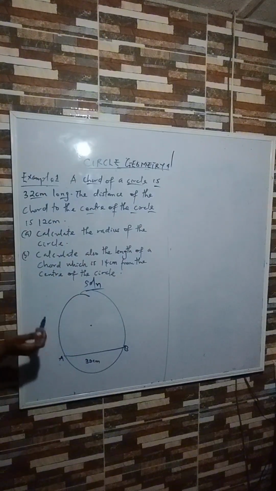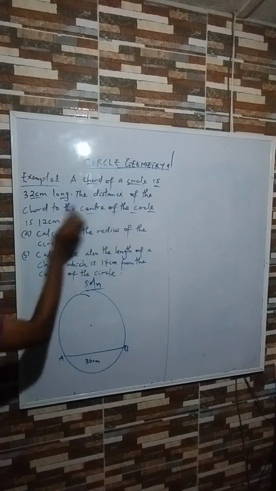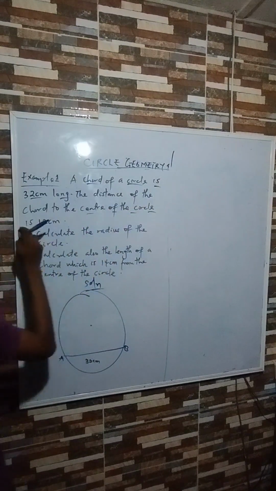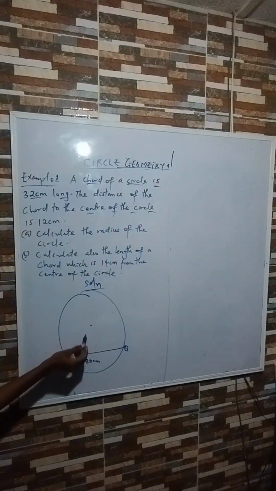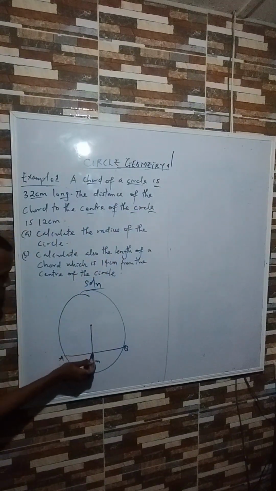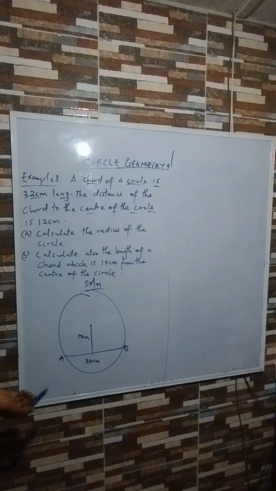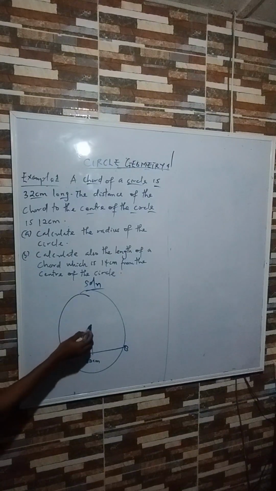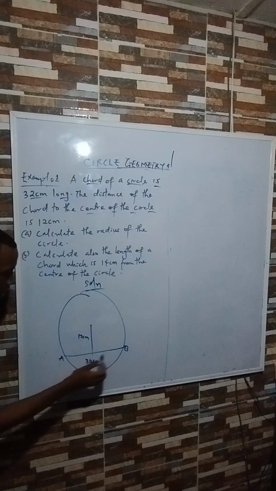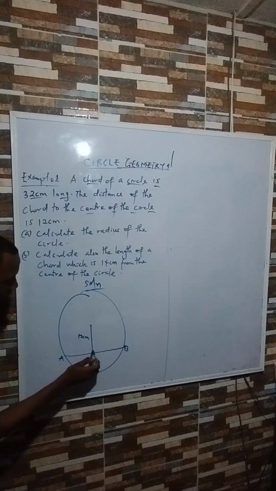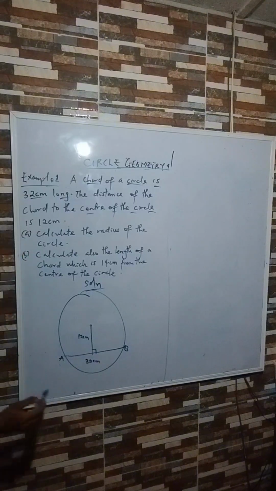We are told from the question that the distance of this chord to the center of the circle is 12 centimeters. So from here to this point is actually 12 centimeters. Well, we know a straight line drawn from the center of the circle to the midpoint of a chord which is not a diameter is at right angle. So with this, we have been able to show this.